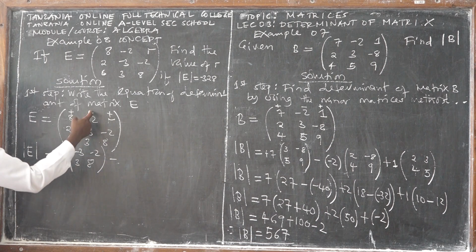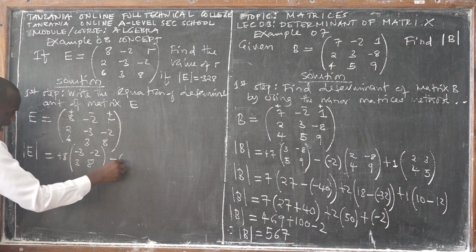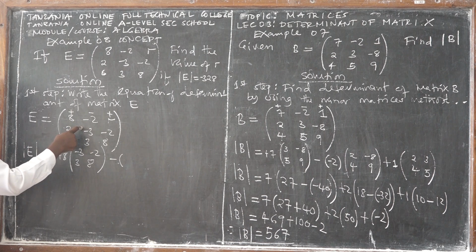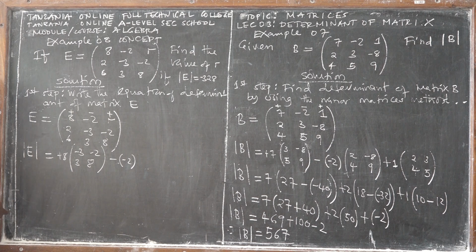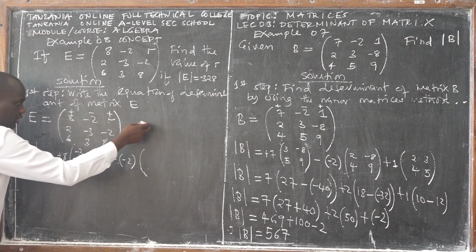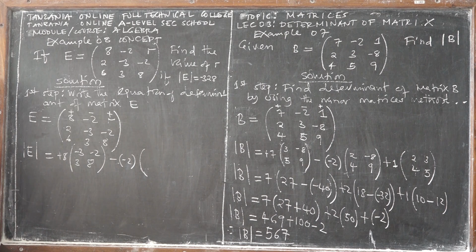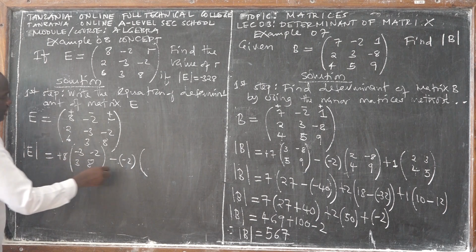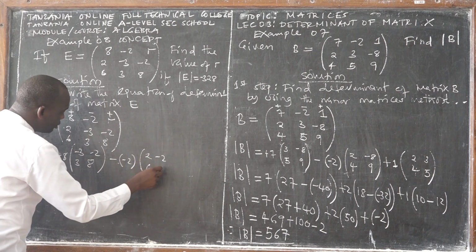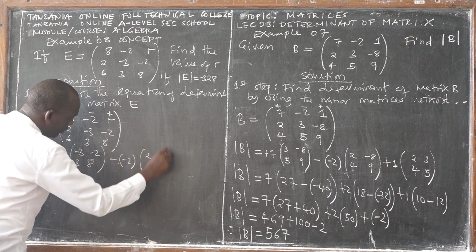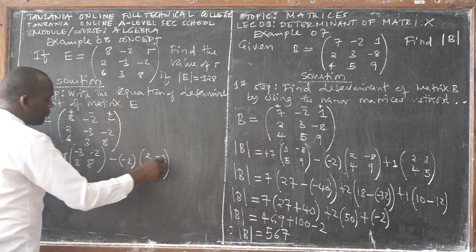Then next we have negative. So we put this negative, then open bracket. This number also has a negative, so we have -2. Use brackets to differentiate them. Then we are going to formulate the second minor matrix. How do we formulate? We delete the first row and the second column. Then we remain 2, 6, -2 and 8. Okay?